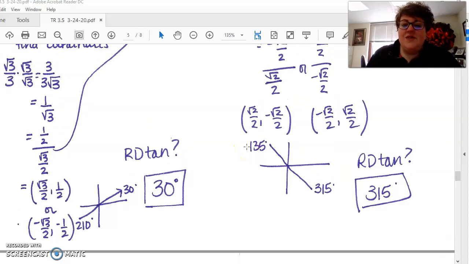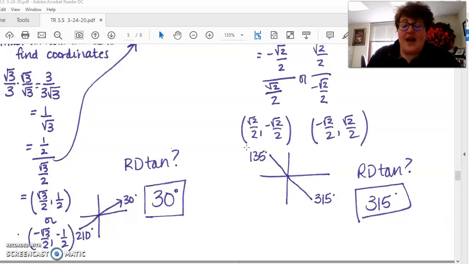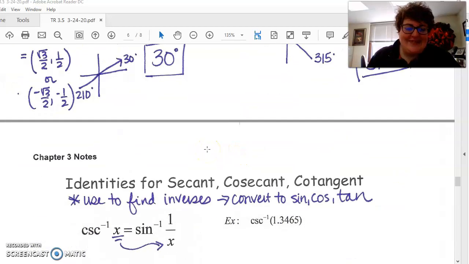Okay, so that's the biggest portion of this. You have to be able to go backwards from your coordinates. So in chapter 2, we worked one direction. In this, we're going to go the other direction. Again, as I remind you, if you have not memorized your unit circle, go for it.